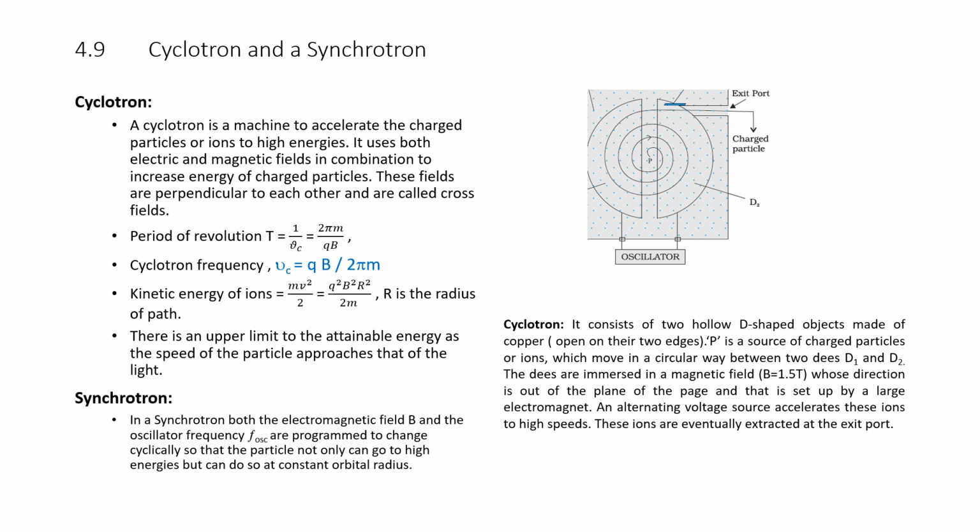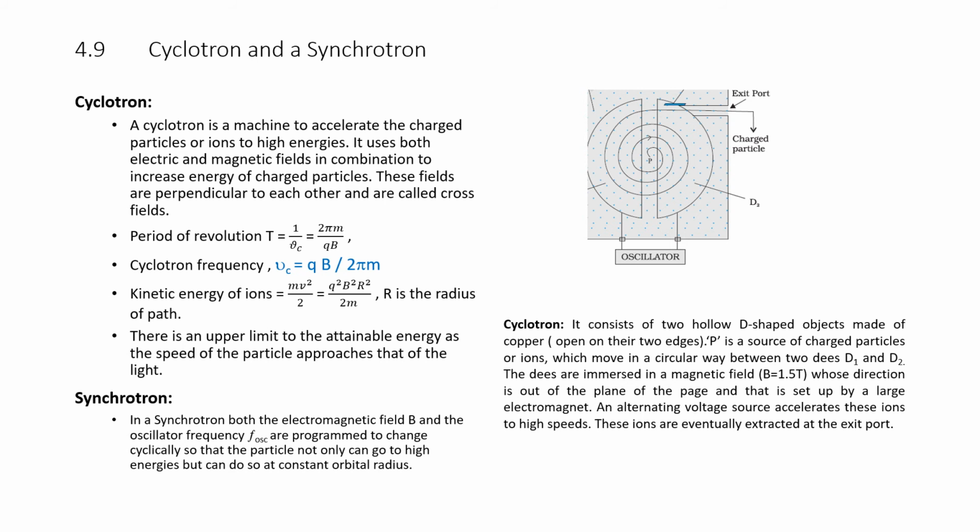Cyclotron frequency is given by ν_c = qB/2πm, and kinetic energy is given by mv²/2 = q²B²R²/2m, where R is the radius of the path.